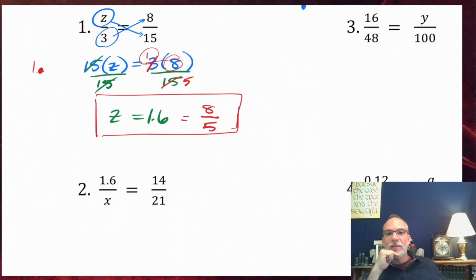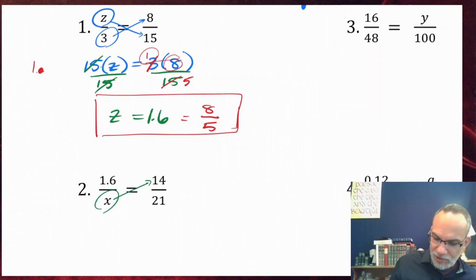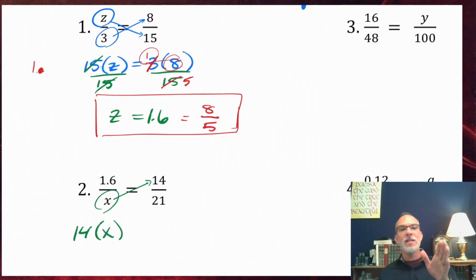Okay, if you did it, which I don't know, it's between you and heaven, right, if you actually did that or not. If you did that, what you're supposed to do is multiply the cross product. So find your variable and multiply it by the number diagonal. So it's going to be 14 times x. And it's only if there's an equal sign in the middle of the fractions.